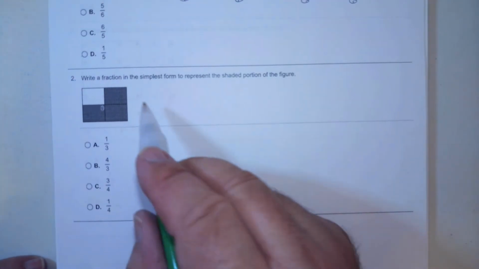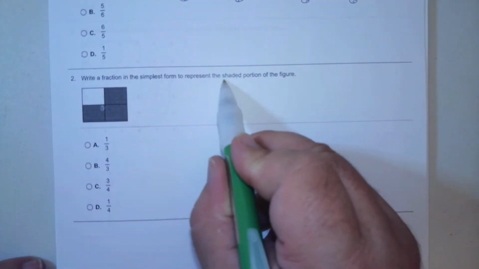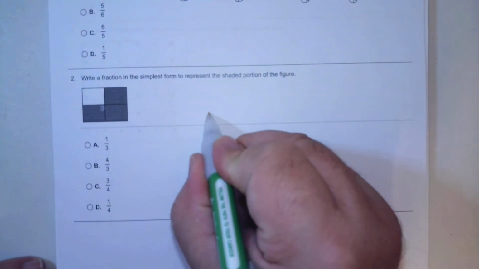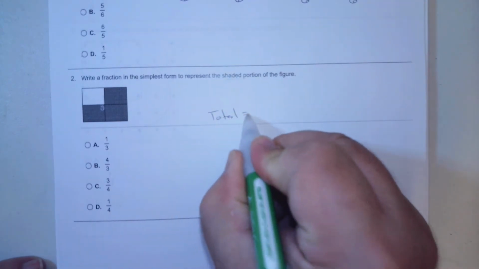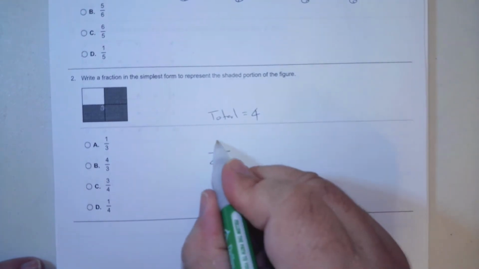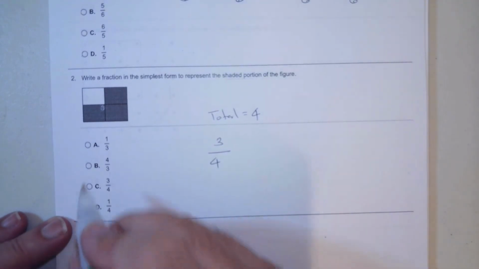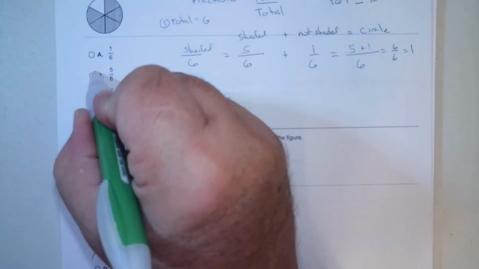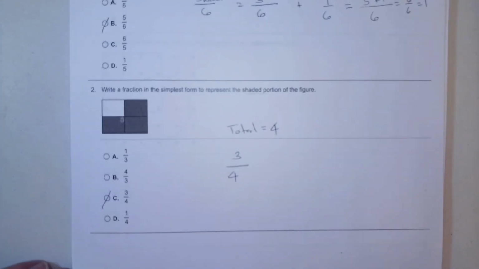Write a fraction in the simplest form to represent the shaded portion of the figure. Again, we have 4 boxes. How many are shaded? 3. So 3 over 4. This one's C. I'm sorry, I should have answered this one first. B. Alright, so there's that shade.